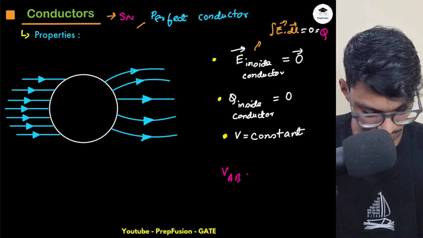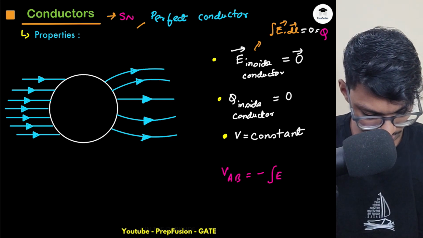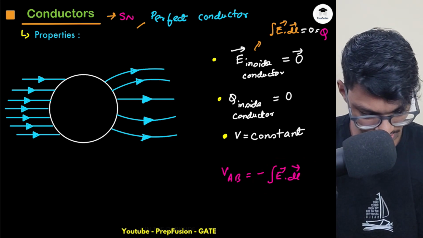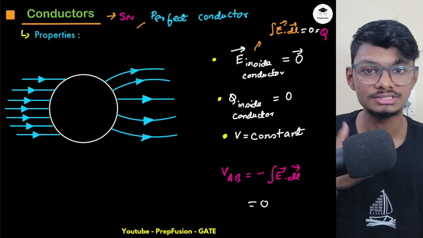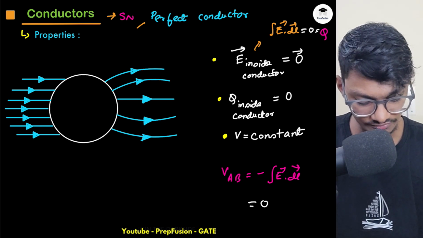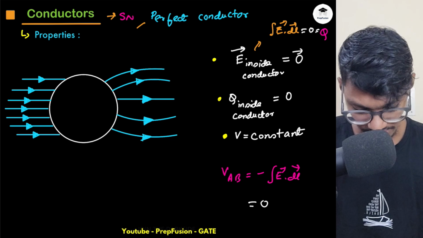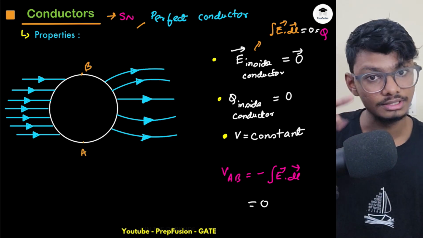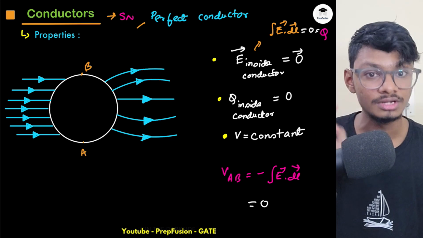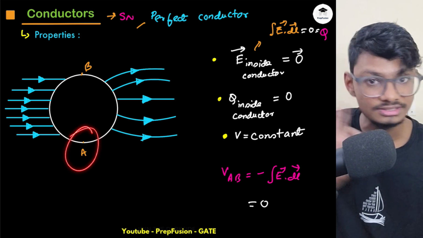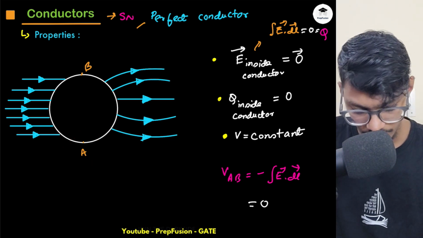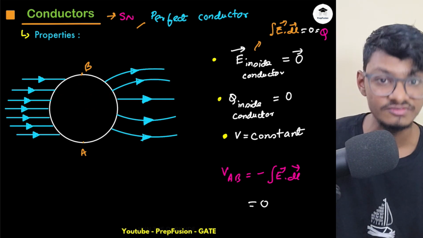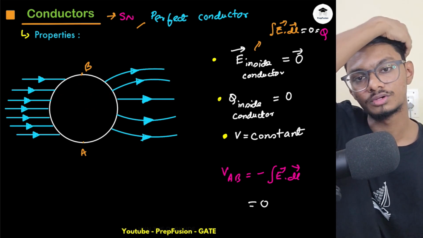VAB is also equal to minus E dot dl. So again, this whole thing is 0, so the potential difference will also be simply 0. That's why the potential difference is 0. That means the potential at point A and at point B is the same. Absolute potential VA is not 0. Potential is the same between all the points of the conductor. Here, all the points have the same potential, also known as equipotential.